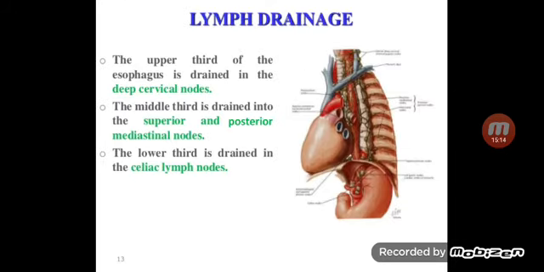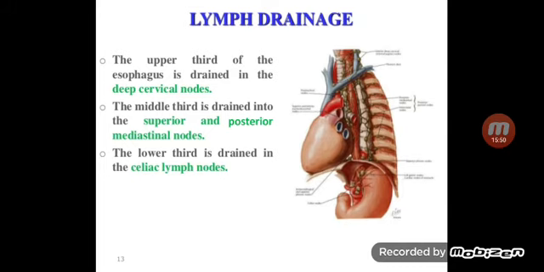The lymphatic drainage of the esophagus, also to understand it, we will divide it into three thirds: the upper third, the middle third, and the lower third. The lymphatics from the upper third drain into the deep cervical lymph nodes. The middle third drains into the superior and posterior mediastinal lymph nodes because the esophagus lies in the posterior mediastinum.